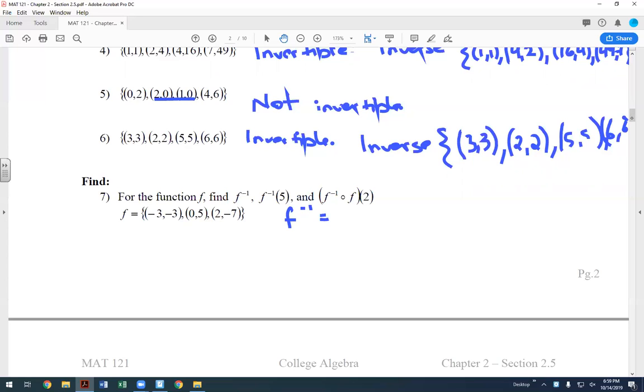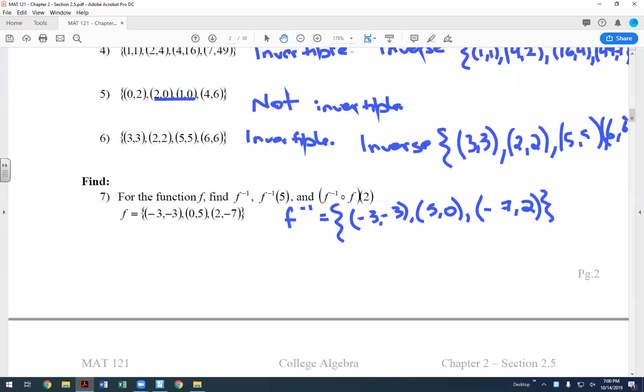-3, -3. Okay, so that first ordered pair will stay the same. 5, 0. Interchange your x and y, and the last one, -7, 2. Alrighty.